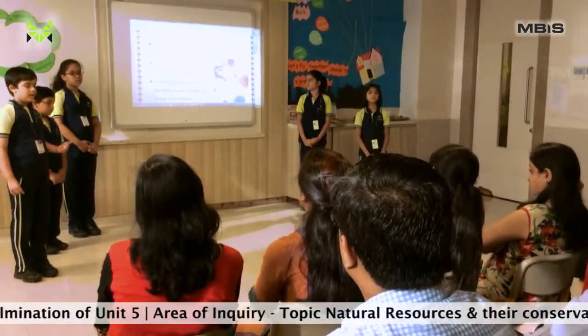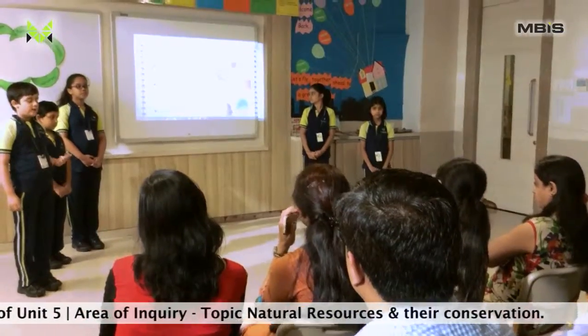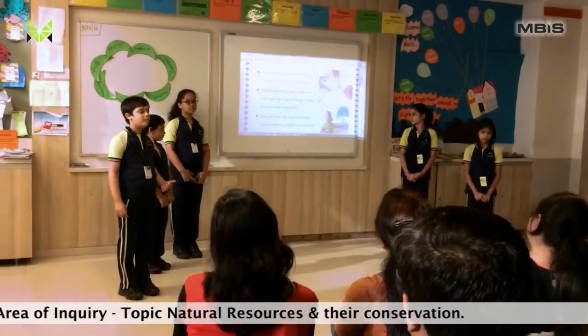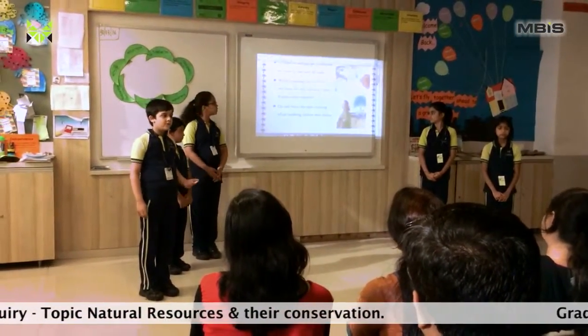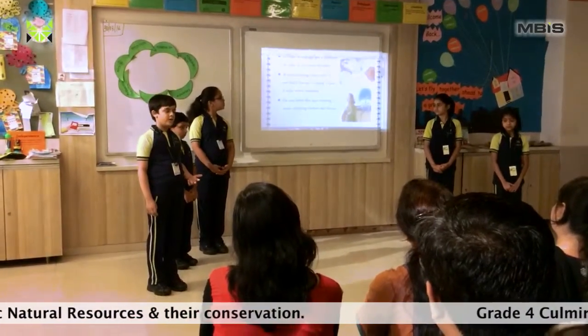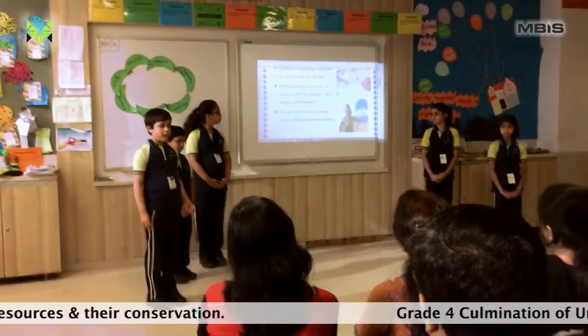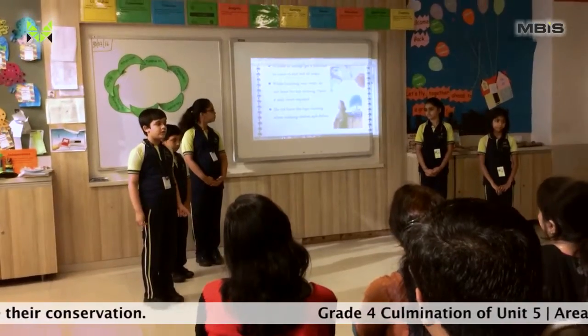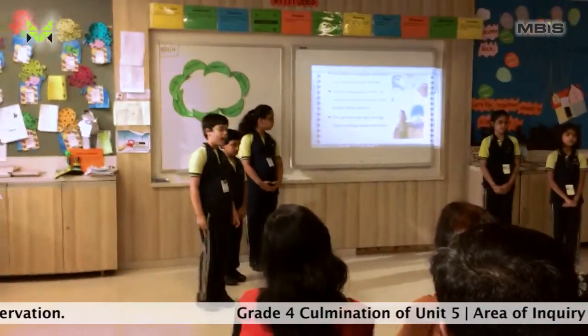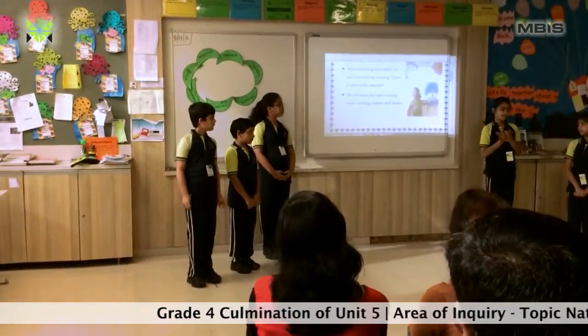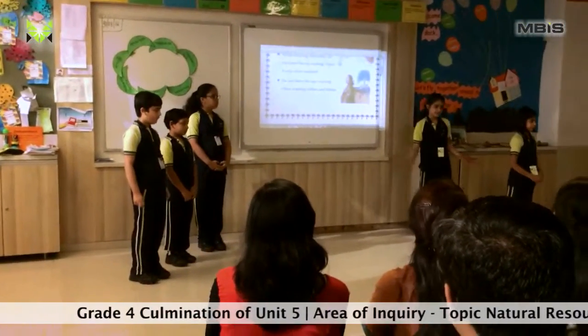Close the taps while brushing teeth. In case of dripping taps, call the plumber to seal all the taps. The water used to wash vegetables can be reused to water plants. While washing dishes and clothes, please do not keep the tap on. We have also made a chart to describe the water cycle. Over to the next group.